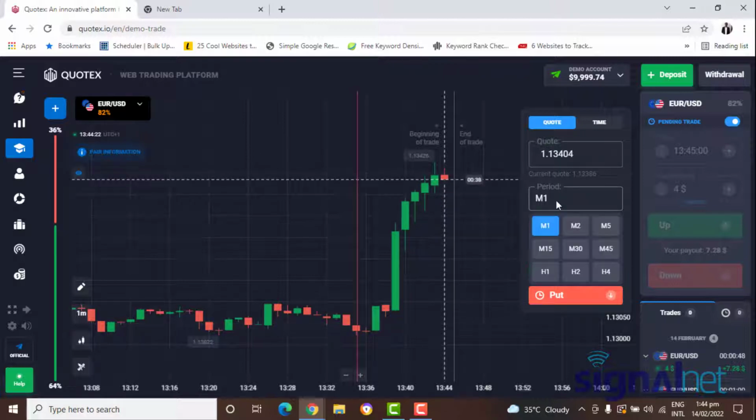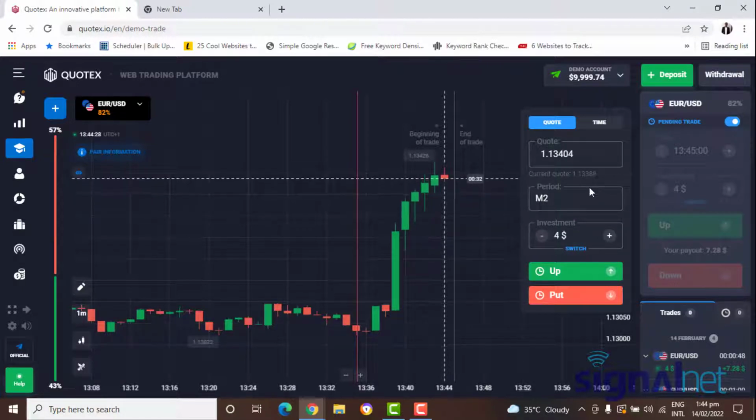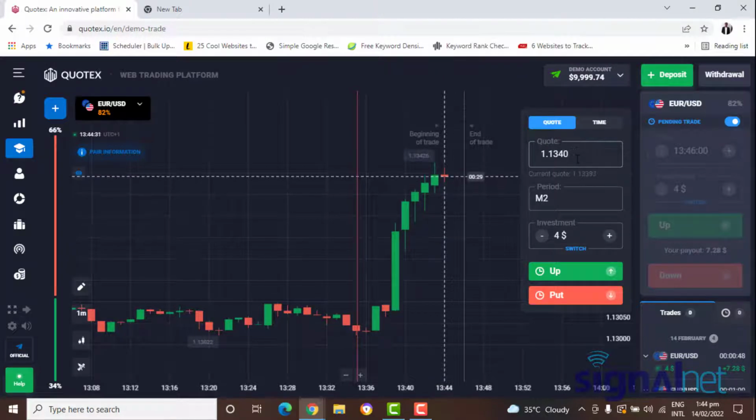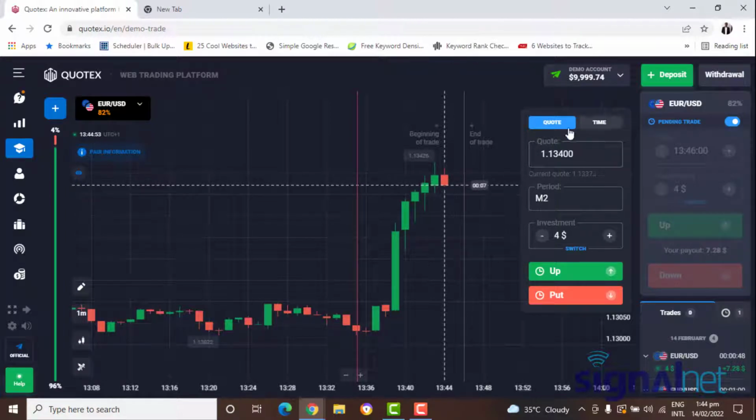So let's say, for example, I take this to be 2 minutes. Of course you can see current quote is here. So maybe I use this and say sell. You can see pending order created, meaning that when the market gets to that price, if it hits that price at any time, it will enter into the trade for a period of 2 minutes. So that's how you use the pending order quote.